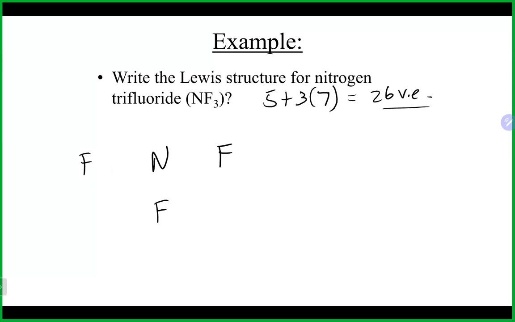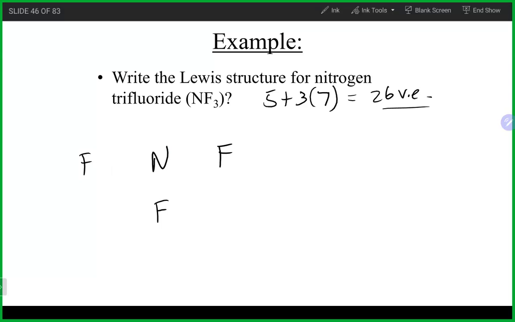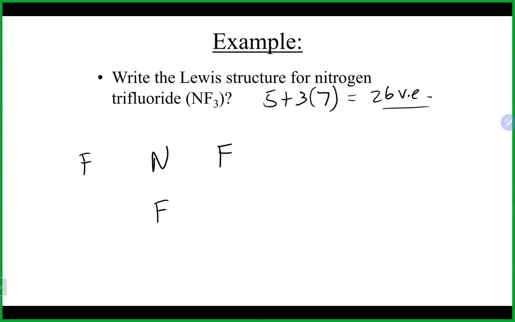Now that we have the arrangement, now that we have our electrons, the first thing that we want to do is just do one single bond from the center to the outside atoms. If we add up how many electrons we just used, that is 2, 4, 6. That is 20 electrons that I still have to put on my picture. So again, they're going to go on the outside in pairs of electrons, which are dots.